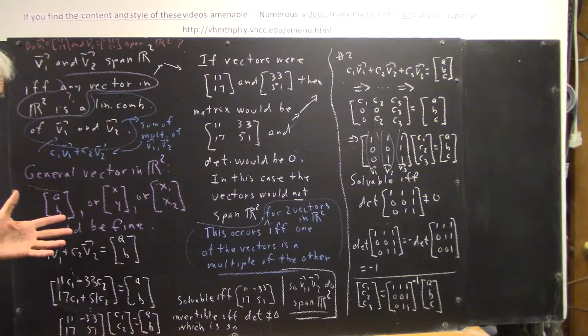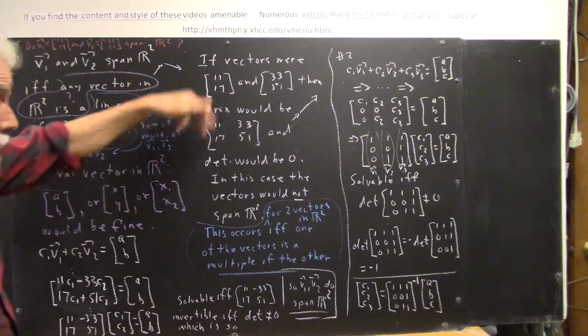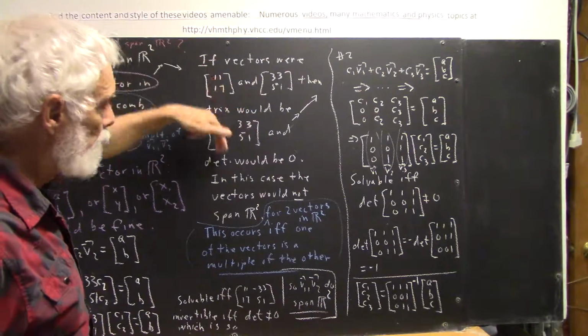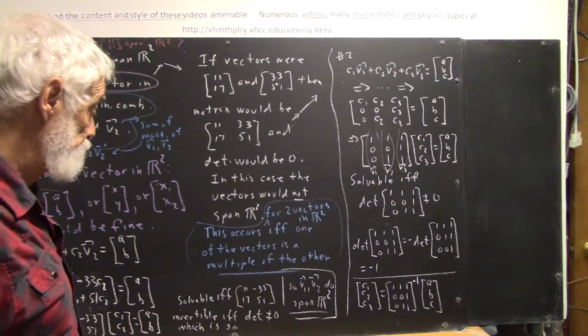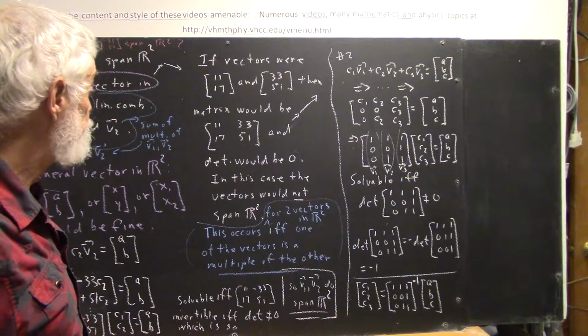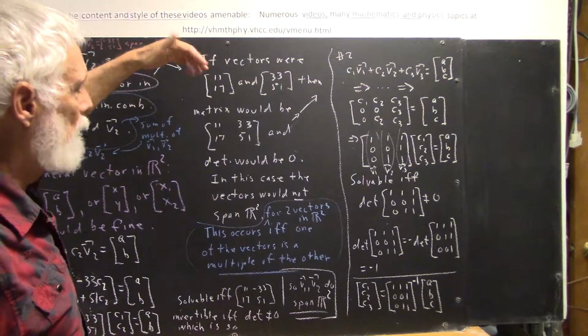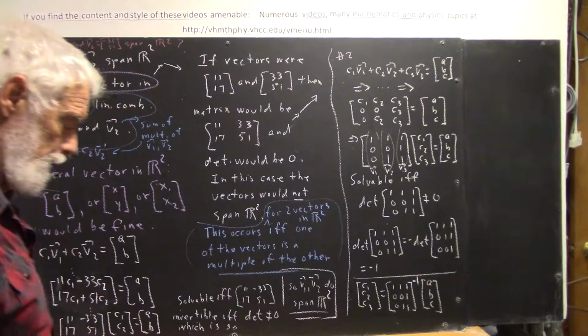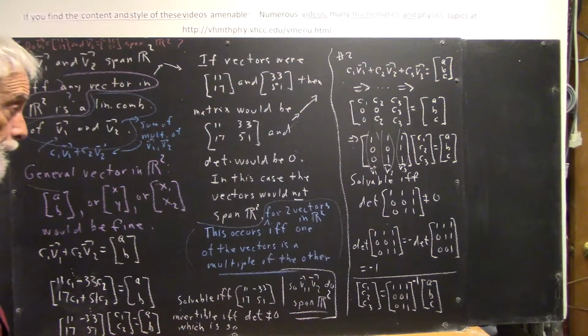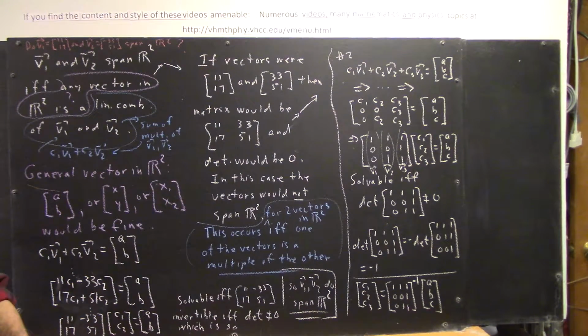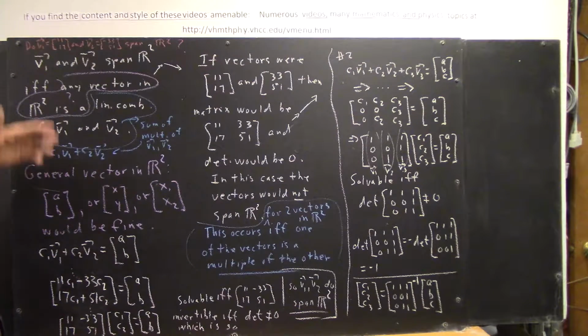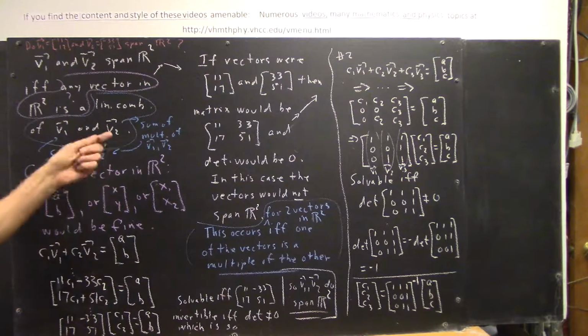So in any case, here's your test. Basically the test comes down to: make the vectors into the columns of a matrix, and see if the matrix is invertible. Now, sometimes maybe you have 3 vectors in R2, and you can't talk about invertibility of the matrix. Then you have to talk about reducing the matrix. If the matrix doesn't reduce properly, the vectors don't span the space. But that's a technique you'll understand when you see it.